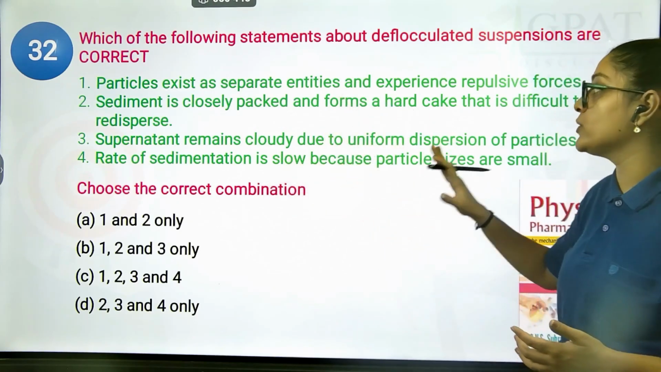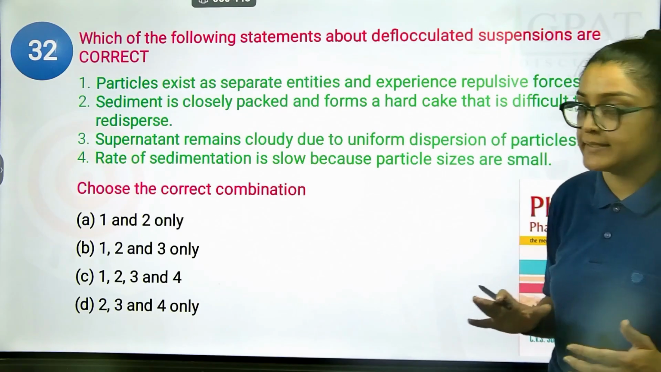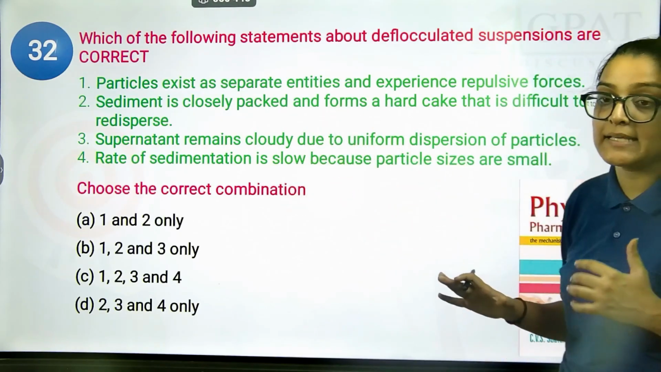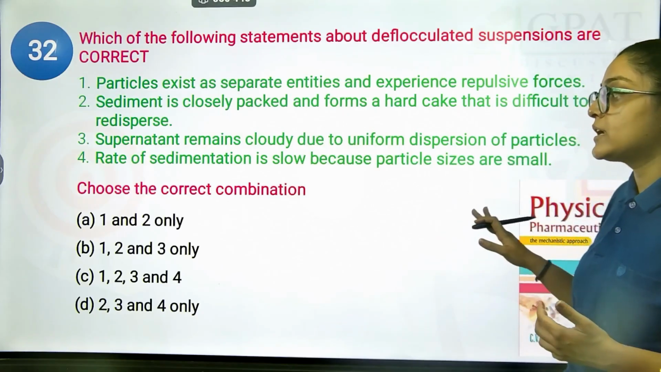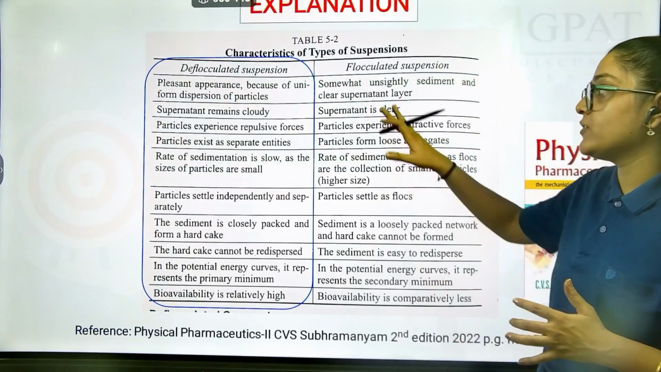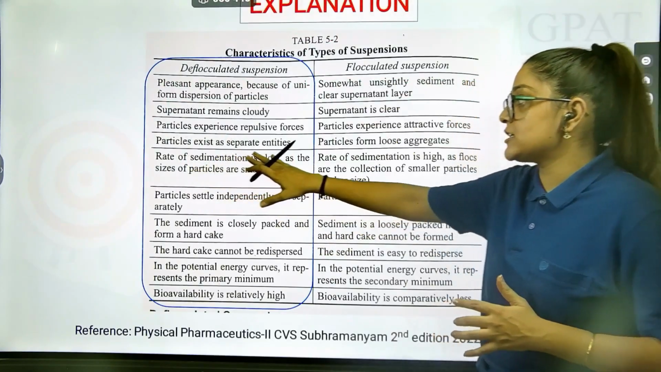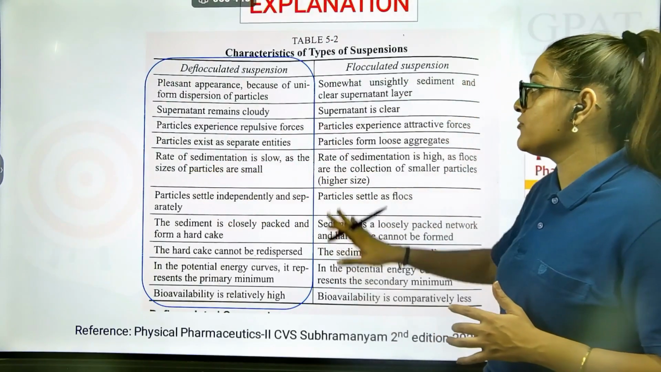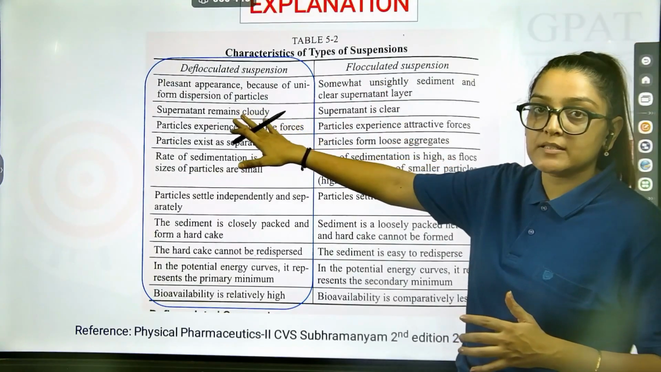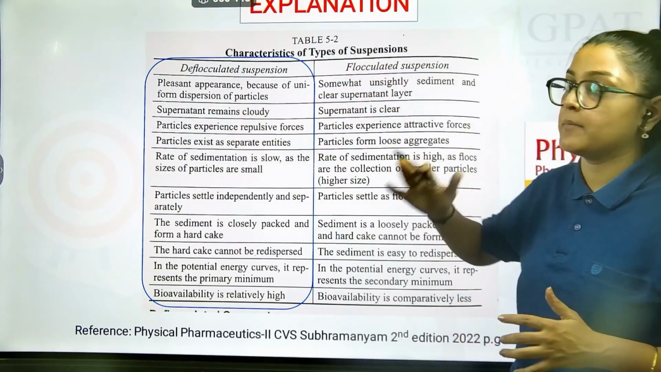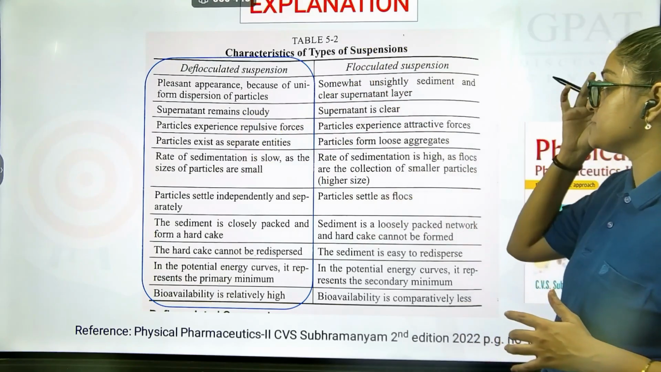Supernatant remains cloudy due to uniform dispersion. Yes, it is clear. Rate of sedimentation is slow because the particle size is small. This is also clear. So all the options are actually correct. Right here we can see the rate of sedimentation is slow because the particles are small in size. Here we have our supernatant that remains cloudy. In the flocculated ones, the sedimentation is faster, so the supernatant remains much clearer.